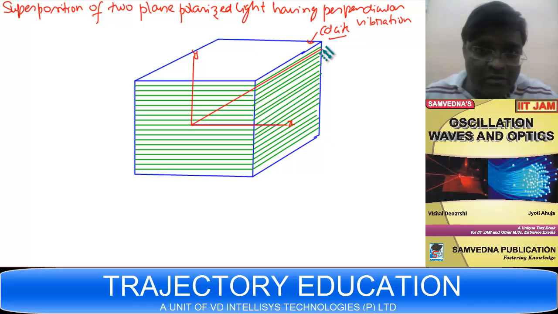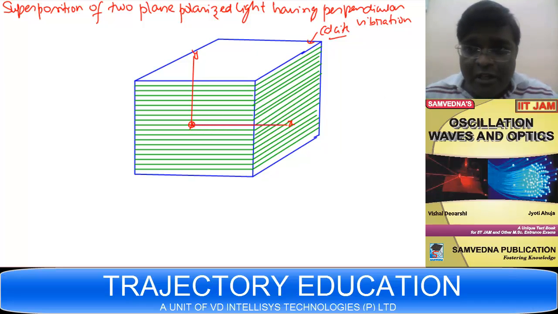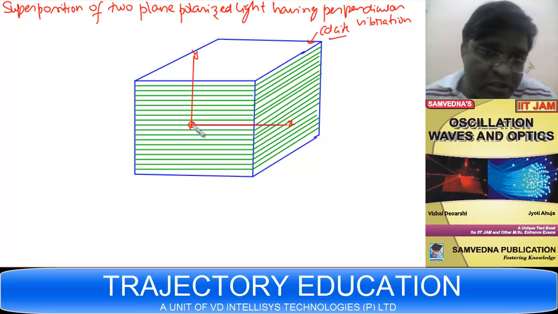The z-axis can be something like this, inward. I have drawn the z-axis. So light is falling on this front face of the calcite crystal and going into the crystal. Suppose the plane polarized light which is falling has its field vector along this. This is the field vector. It makes an angle theta with the principal section.